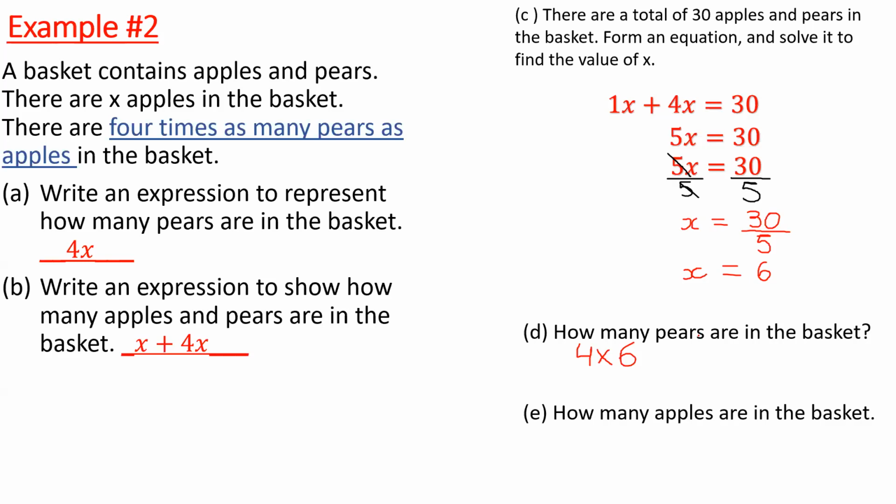So it's going to be equal to 24 what? 24 pears. Good. Now, how many apples are in the basket? Because we know that x is 6. Very good. Since x is 6, it's going to be what? 6 apples.